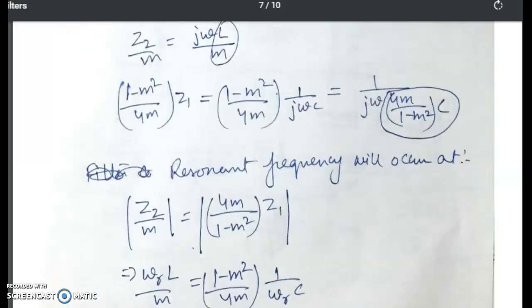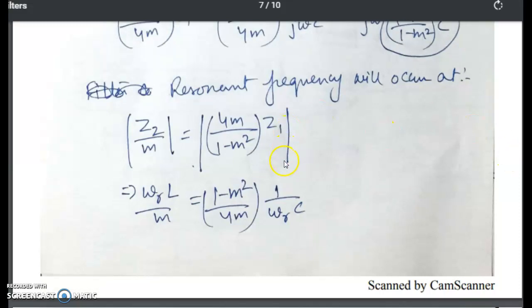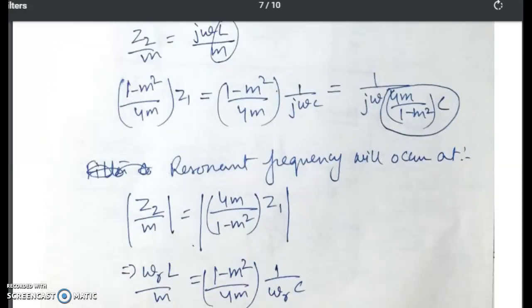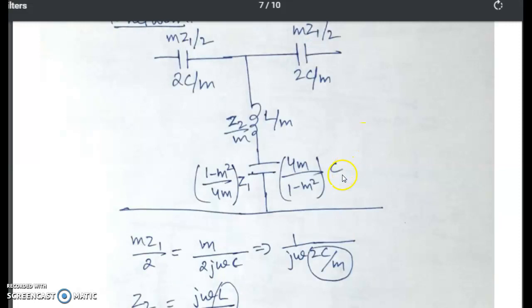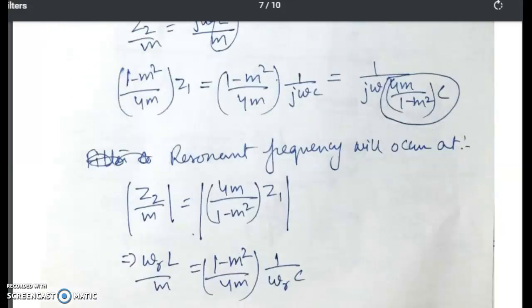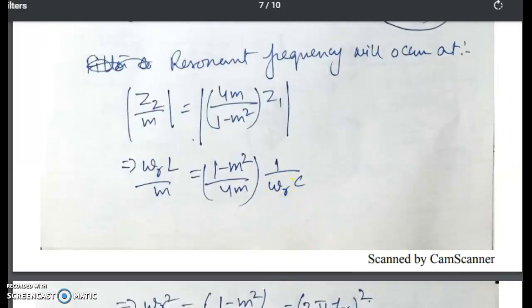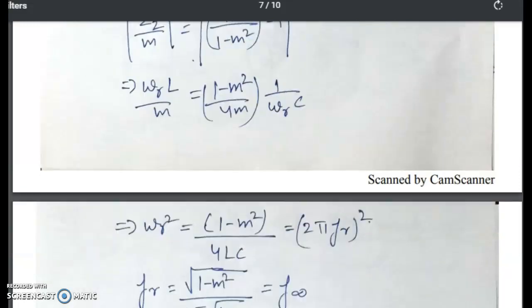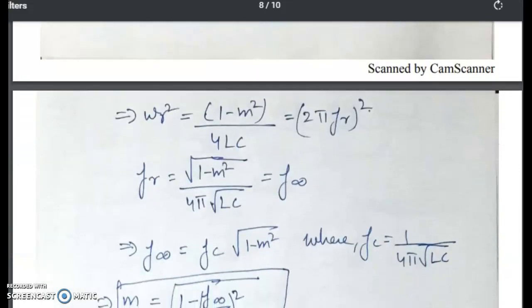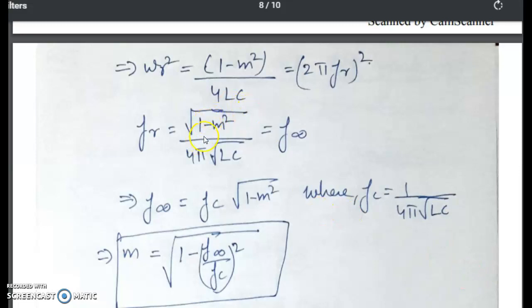In the same way as in the case of the low pass filter, in the case of the high pass filter also, the circuit enters the resonant condition when this inductive impedance and this capacitive impedance are equal. So when we equate these impedances, we see that the resonant frequency comes to be Fr equal to under root of (1 minus m square) upon 4 pi under root LC. As in the case of the constant K filter, 1 upon 4 pi under root LC is equal to the cutoff frequency. So Fr is equal to Fc into under root of (1 minus m square).